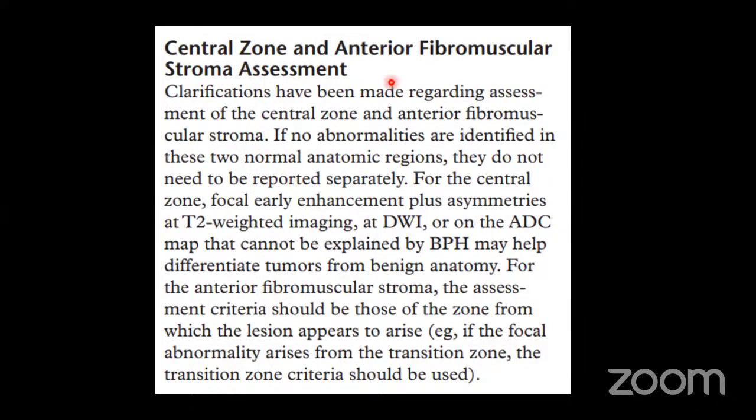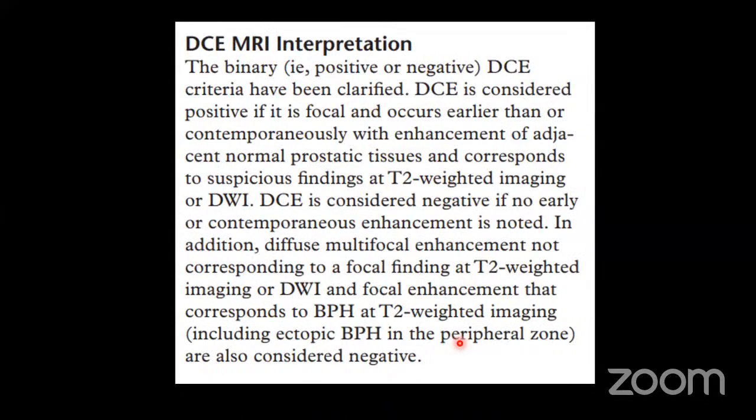A few important things: the central zone, which is around the ejaculatory duct, and the anterior fibromuscular stroma. That has been made as a clarification. If no abnormality is identified in these two normal anatomic regions, you don't need to report them separately. For the central zone, focal early enhancement plus asymmetries on T2 weighted images and diffusion that cannot be explained as BPH may help differentiate them from benign anatomy. For the anterior fibromuscular stroma, the assessment criteria should be those of the zone from which the lesion appears to arise. So if it is from the transition zone, you go for T2 weighted. If it is from the peripheral zone, you go for diffusion first. That is one thing.